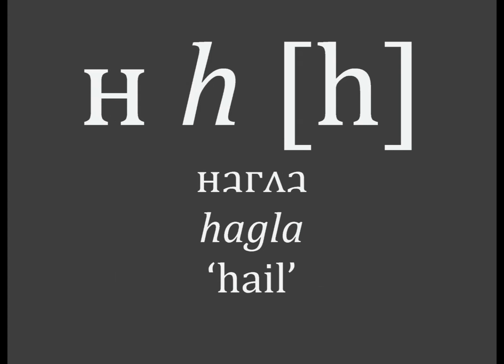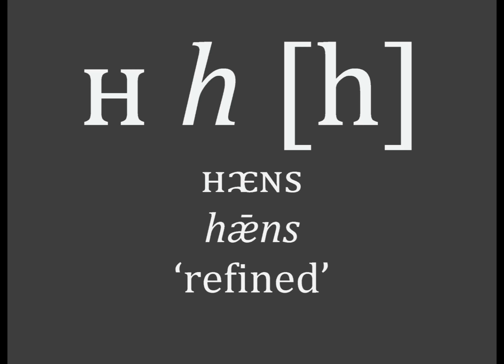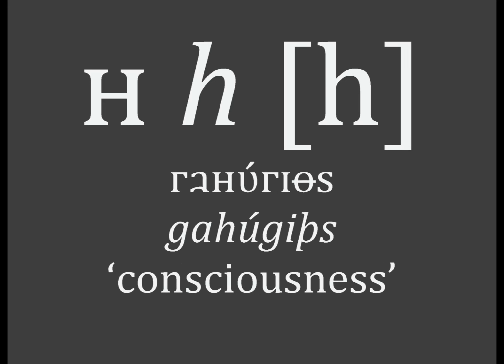Hagla means hail, as in the kind that falls from the sky. It is pronounced and transliterated as an H. In some dialects, it is not pronounced at all. Hagla can only occur at the beginning of a word or after a prefix. Handus, hand. Hains, refined. Gehugits, consciousness.